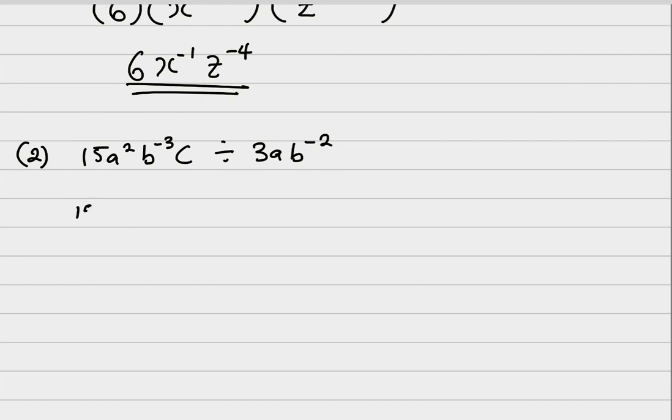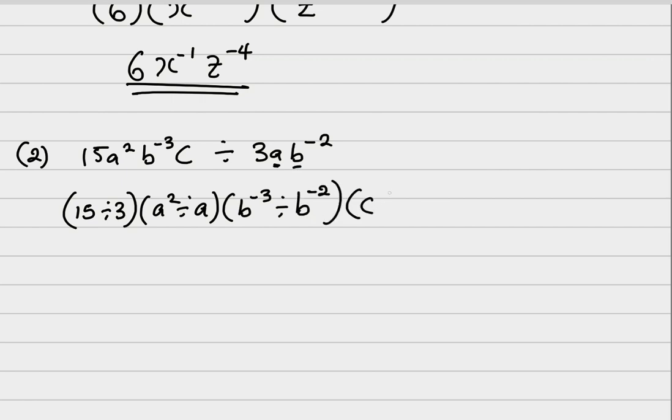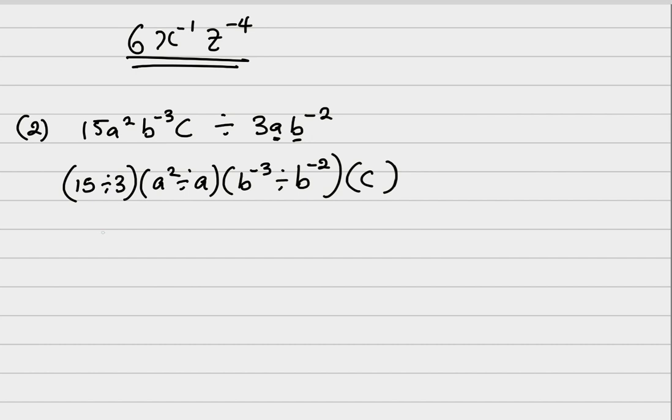Now I have 15, divided by 3. I have grouped this. Then I pick a raised to power 2, and I pick this other a here, which is divided by a. I have it. Then I have b raised to power minus 3 divided by this b raised to power minus 2. Of course, the last one is c, and c doesn't have any other c on the other side. So we are done. We are okay. Then we move. 15 divided by 3 is going to be 5. So I'm done with this part. Then this is going to be a2.